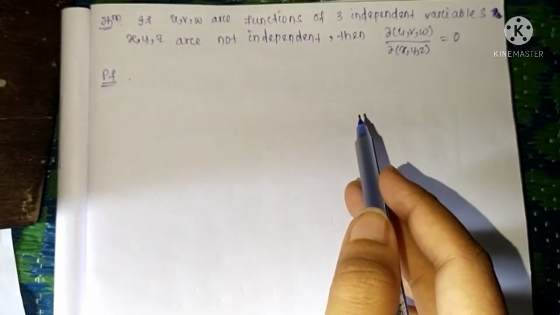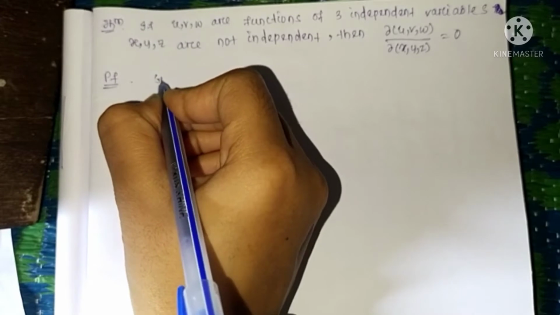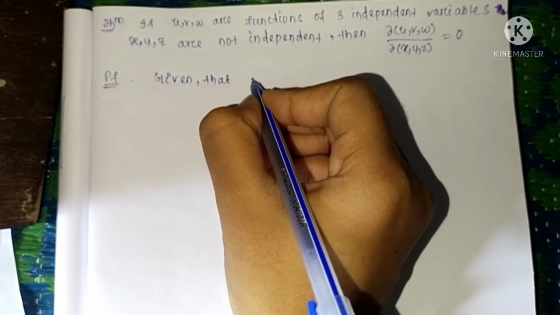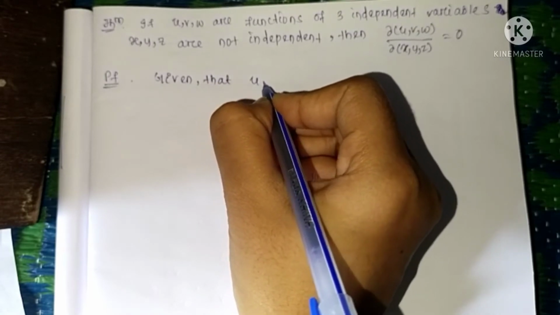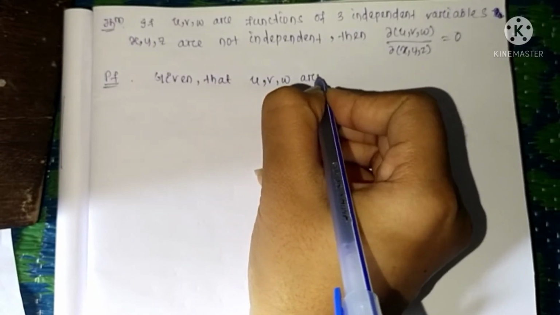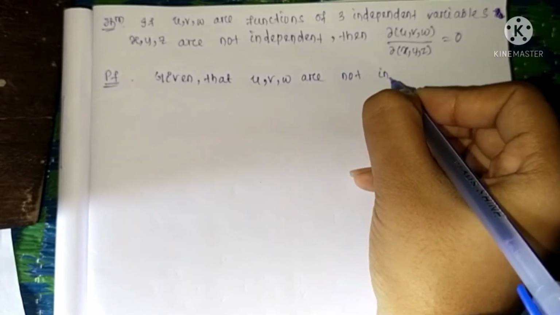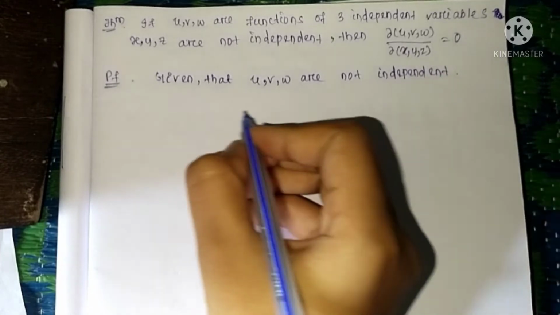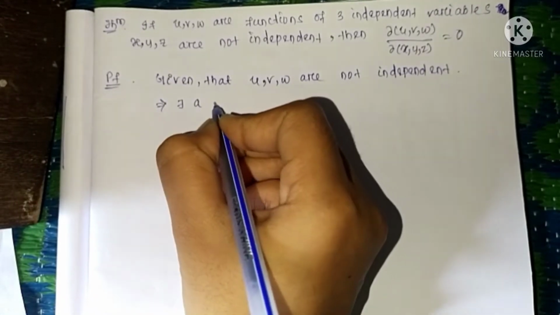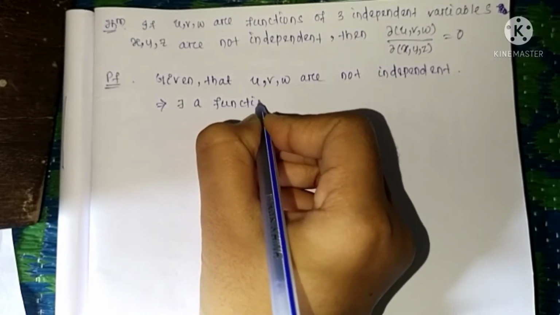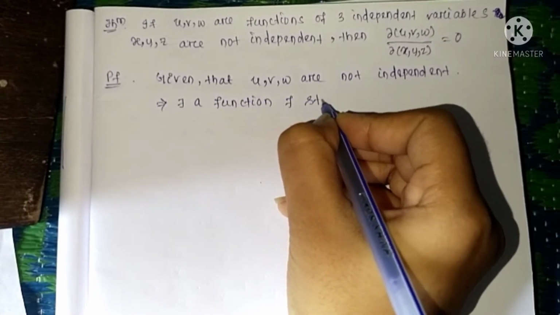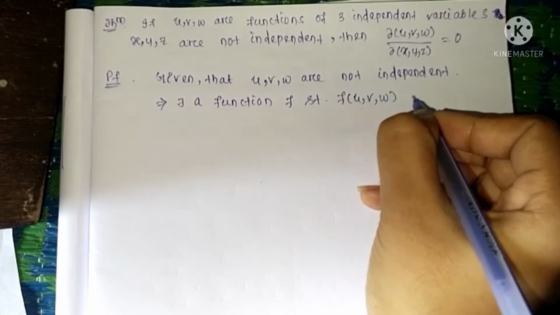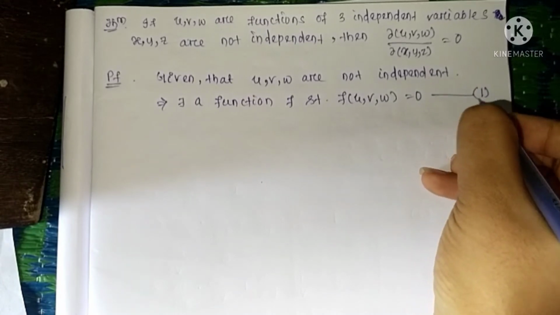Now we prove that theorem. Here it is given that u, v, w are not independent. That is, there exists a function f such that f of u, v, w equals 0. That is our equation 1.